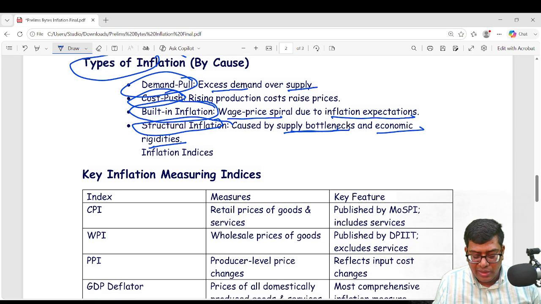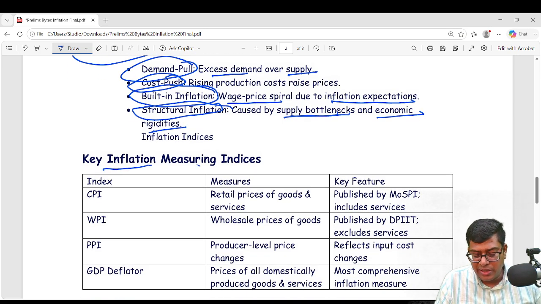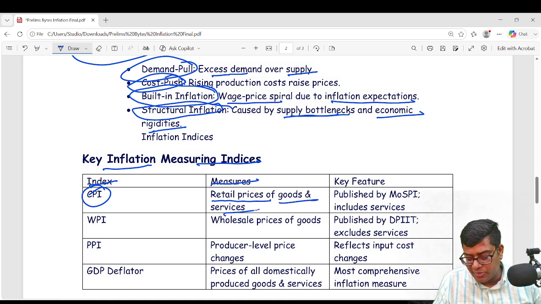Now we'll see some key inflation measurement indices. The first index is the consumer price index. The consumer price index measures the retail price of goods and services. What is the key feature of this index? It is published by the Ministry of Statistics and Program Implementation, and this CPI includes services. This kind of fact is very important for the upcoming preliminary examination.